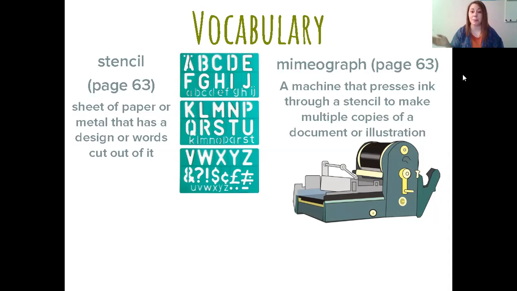Okay, now like our copy machines, like we can copy things pretty quickly, or we have printers that we can make lots of copies of things. Okay, but in the past, those copy machines and printers weren't necessarily invented yet, and so a mimeograph was a good way to make multiple copies of something.